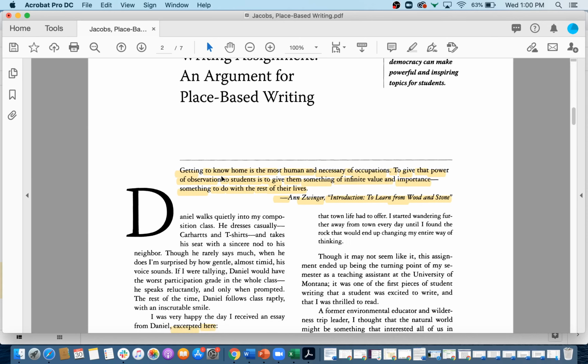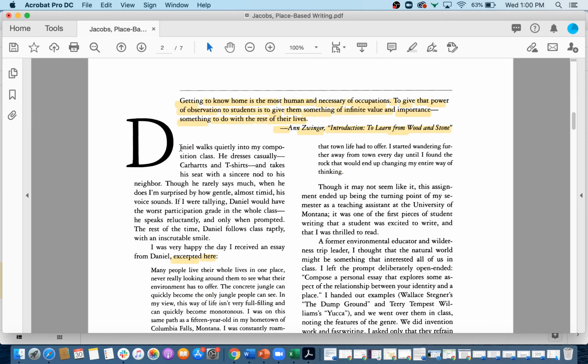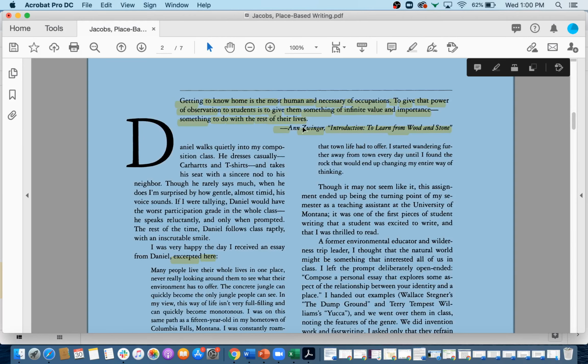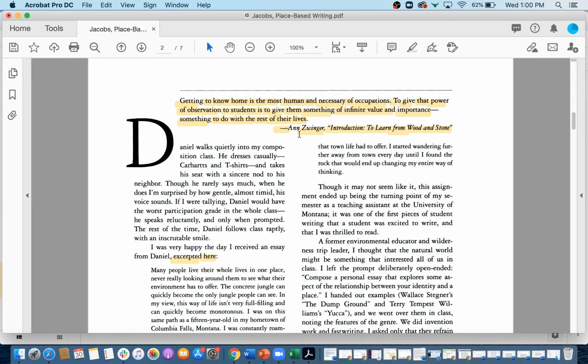So we get to the very first page, and before the essay even starts, Jacobs has given us this quote to ground our thinking. It's a quote from Anne Zweig from a book. And Zweig writes that getting to know home is the most human and necessary of occupations, and to give that power of observation to students is to give them something of infinite value.